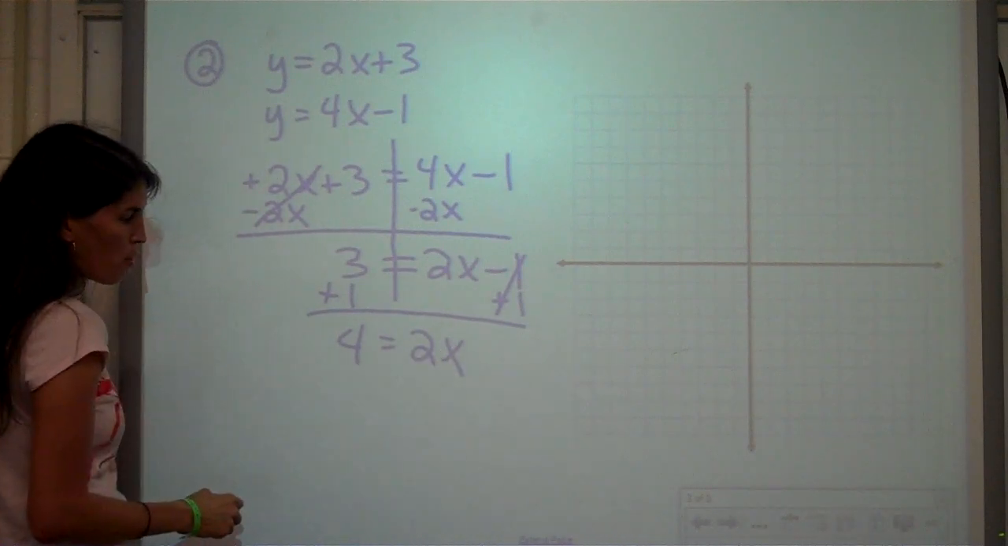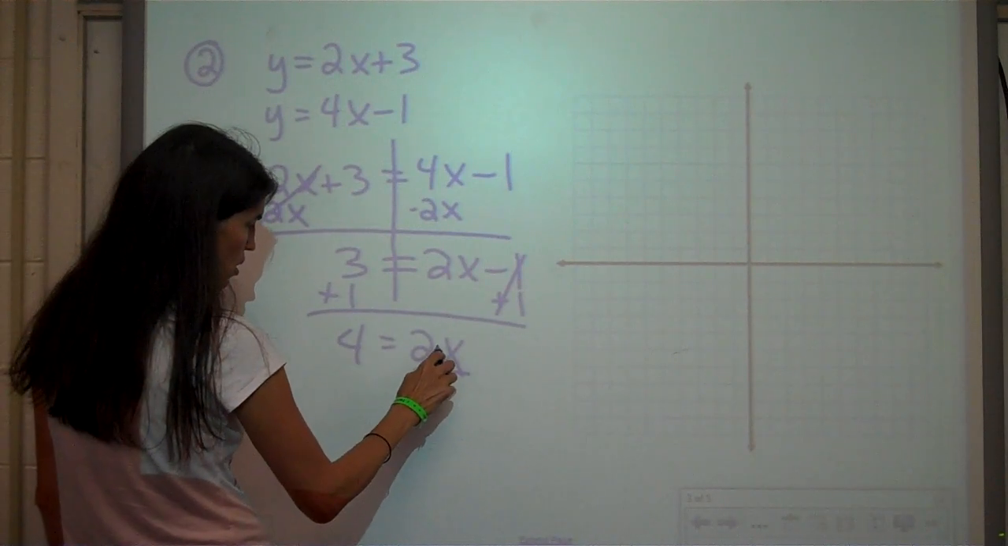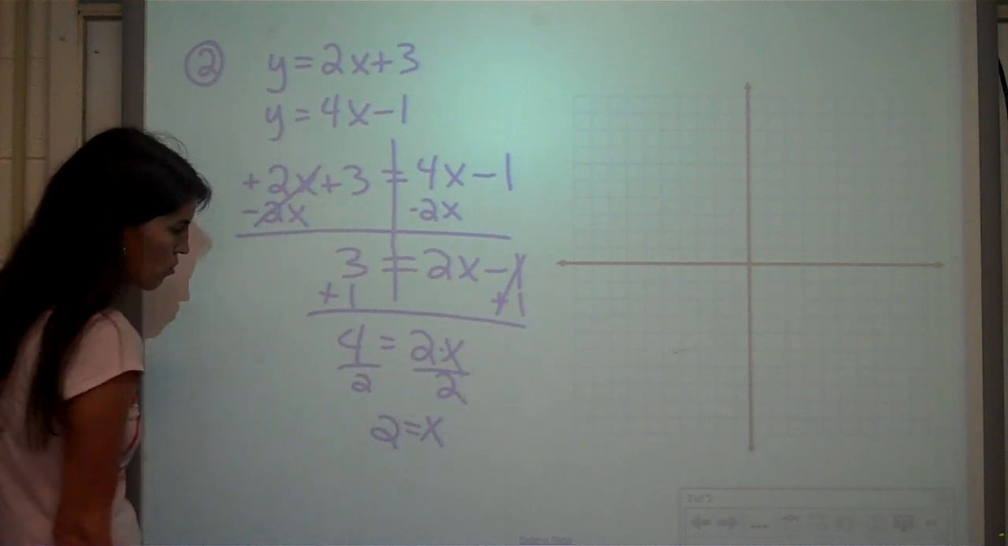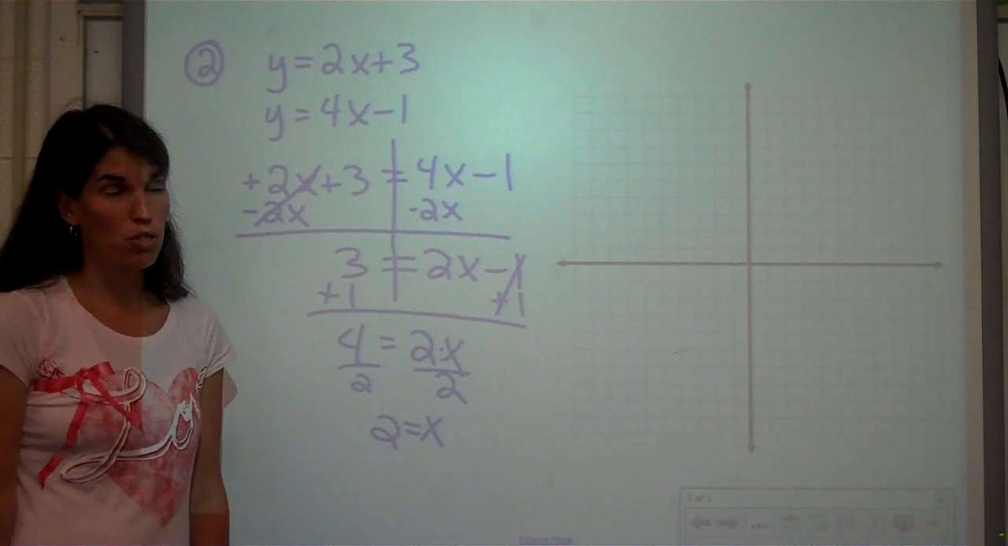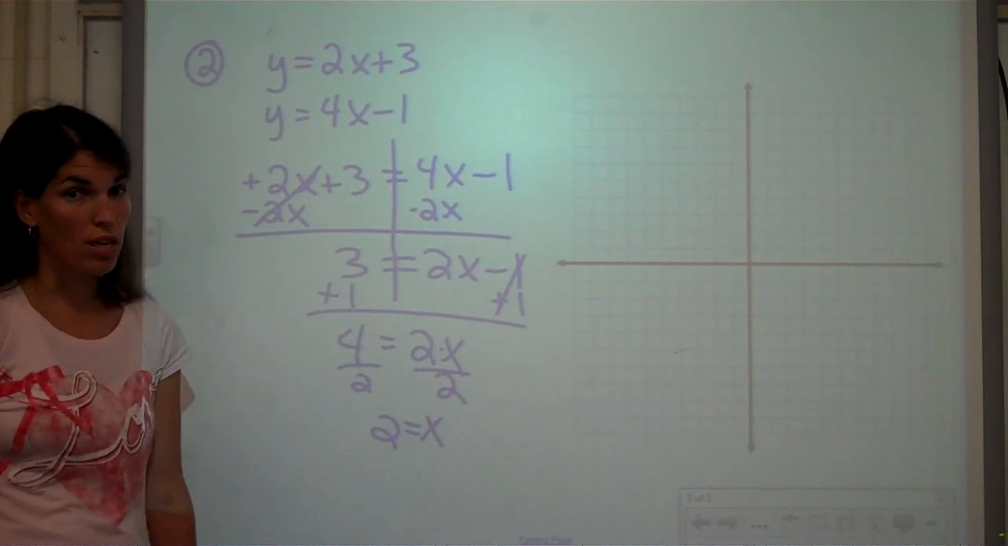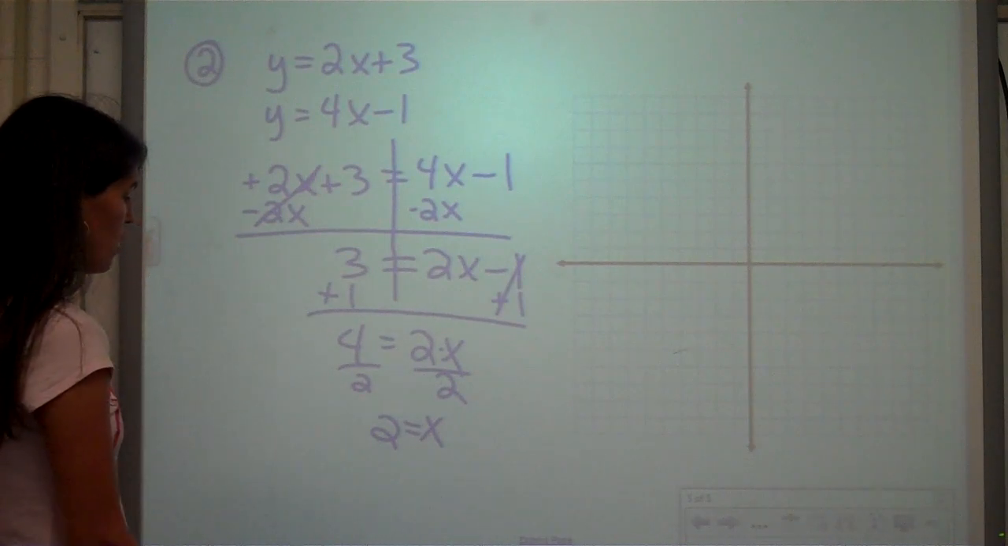And 2 times what number gives you 4? X is 2, or you could undo times 2 by dividing by 2. X is 2. So there's the x-coordinate of your solution. Now we need to find the y-coordinate of your solution. So hopefully this makes sense to you.